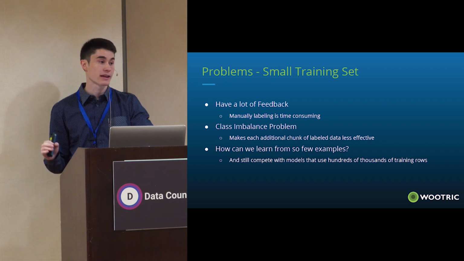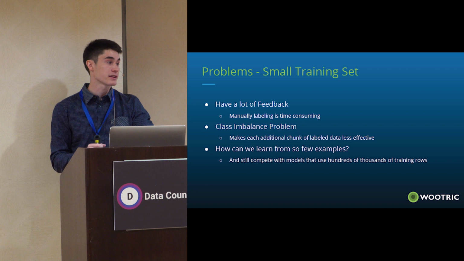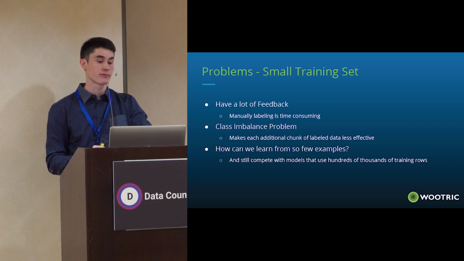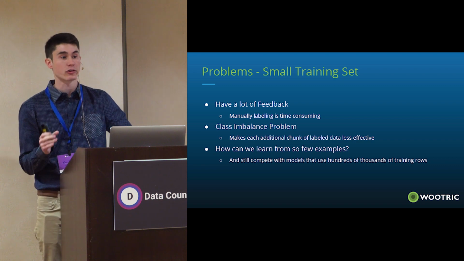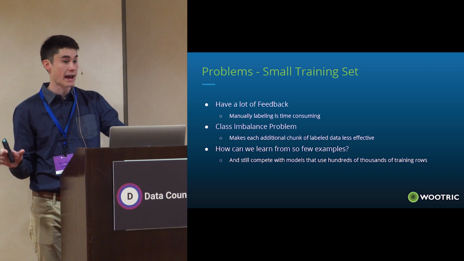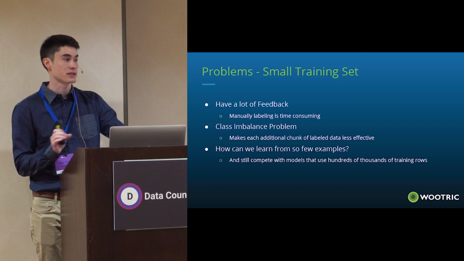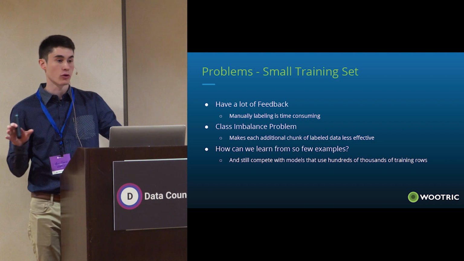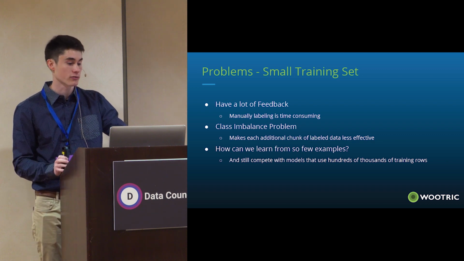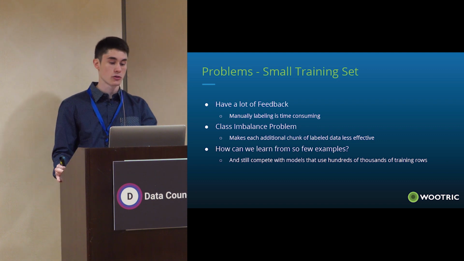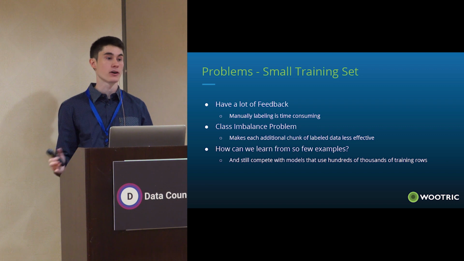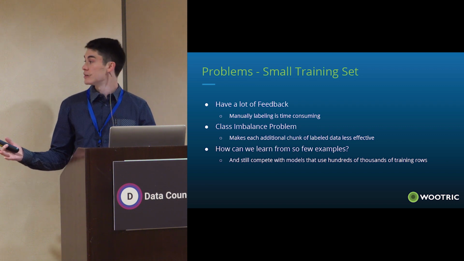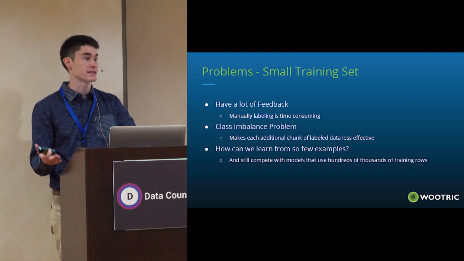So we also have a class imbalance problem. A lot of these tags that we apply only show up in 5 to 10% of the feedback. This becomes a problem when every incremental 1,000 rows of feedback you add only has 50 rows of the tag that you're trying to apply, and so only 50 examples for the classifier to learn from. So this leads us to how can we learn from so few examples and still compete with companies that have hundreds of thousands of feedback to train their models and the employees to tag them.